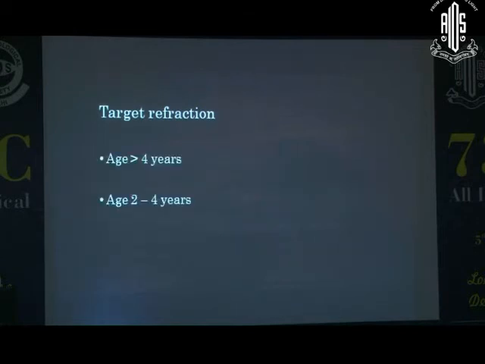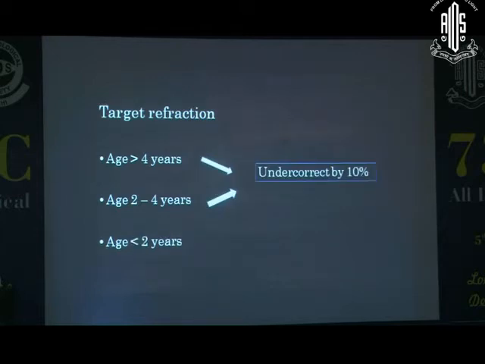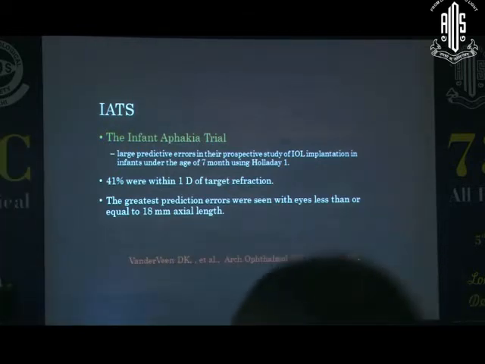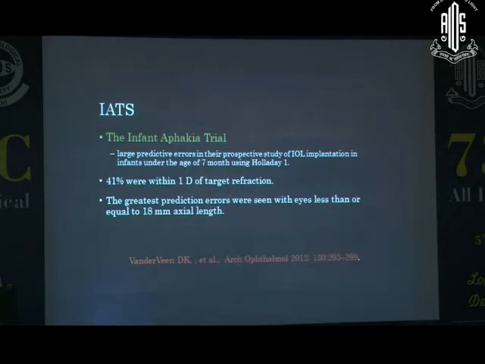So age, what we follow is commonly: age above 4 years, undercorrect by 10%; 2 to 4 years, undercorrect by 10%; and less than 2 years, by 20%. According to the IATS, where children less than 1 year received an IOL, this study says large predictive errors for prospective children, like 41% were within 1% of target refraction. So the predictability is good. The greatest prediction error was seen in children less than 18 months.